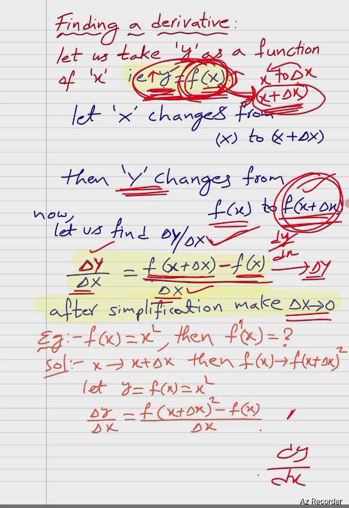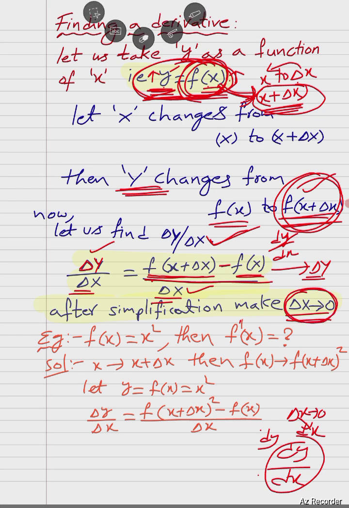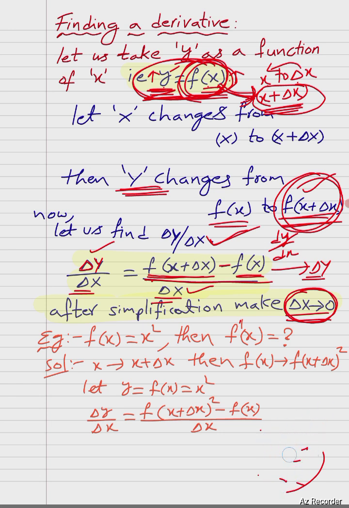Yes or no? If you make delta x 0, what do you call that? dx, isn't it? So when delta x becomes dx, delta y becomes dy. So in order to find dy by dx, what are you supposed to do? You are supposed to make this delta x equal to 0. Got the point? Now to understand this much better, let us take an example.